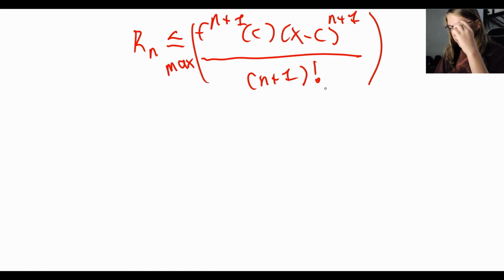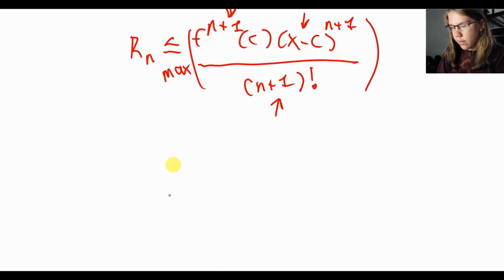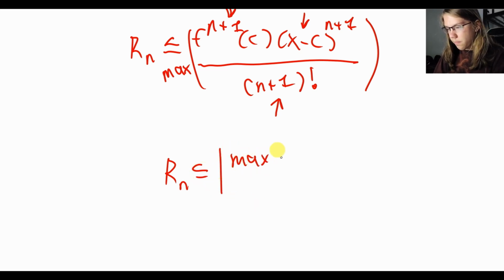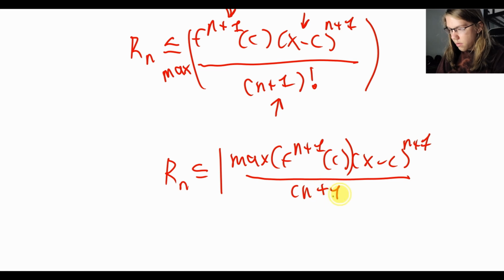Now, because this term doesn't have a max and this term doesn't have a max, the maximum operator only applies here. So this can be rewritten as r sub n is less than or equal to the maximum of f to the n plus 1 of c times x minus c to the n plus 1 over n plus 1 factorial. And the absolute value bars are there because this is error and it's always positive.